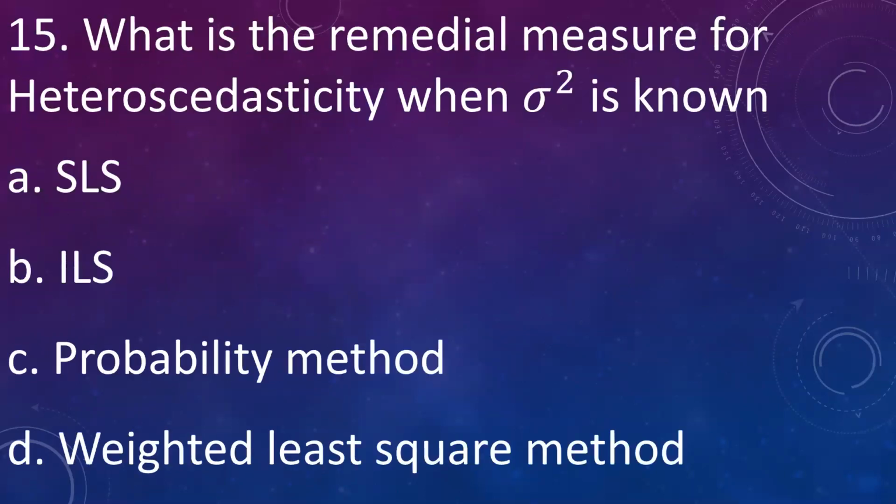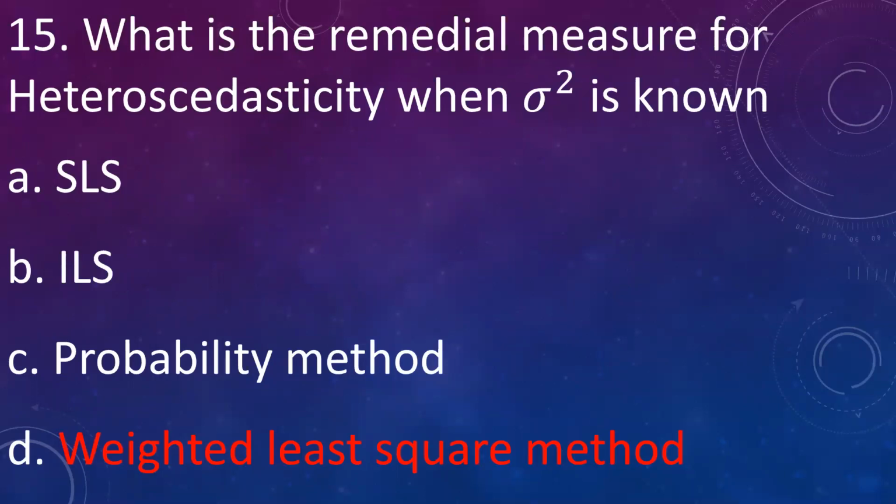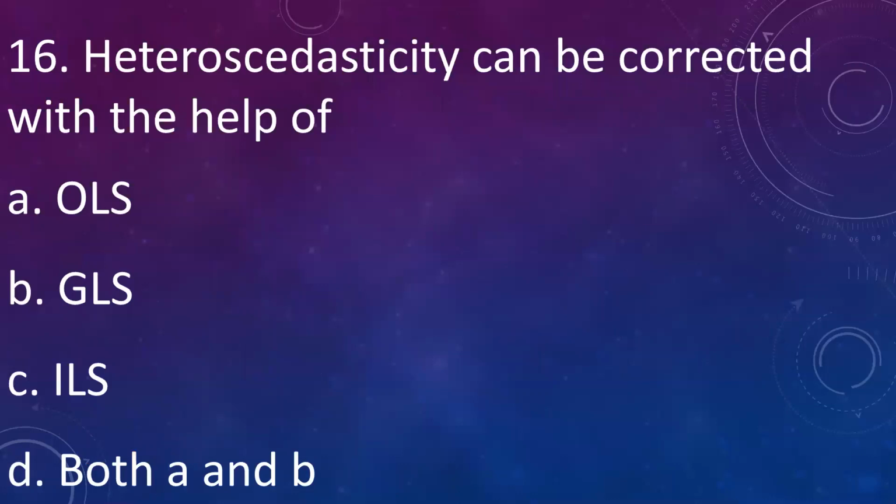What is the remedial measure for heteroscedasticity when sigma square is known? A. 2SLS, B. ILS, C. Probability method, D. Weighted least square method. Answer is D, weighted least square method is a remedial measure for heteroscedasticity when sigma square is known. Next, heteroscedasticity can be corrected with the help of A. OLS, B. GLS, C. ILS, D. Both A and B. Answer is B, GLS. GLS is nothing but generalized least square method, which can be used to correct heteroscedasticity.